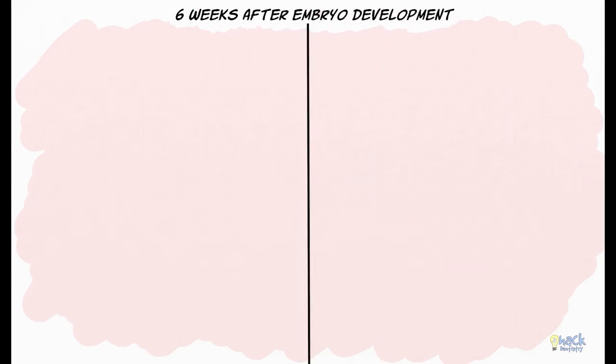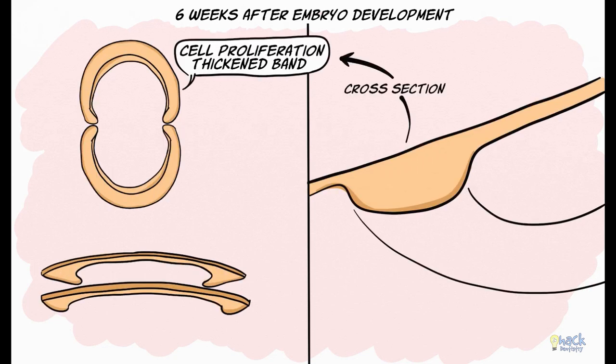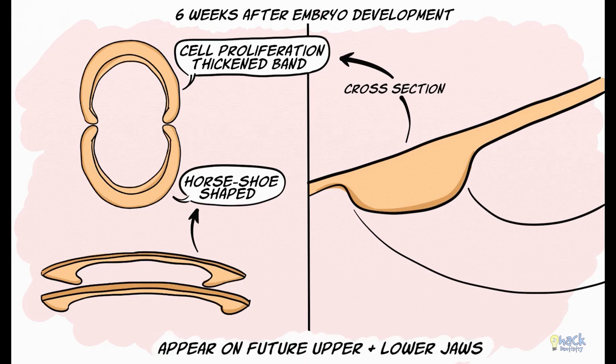So after about 6 weeks of development of the embryo, a proliferation of cells in the form of a thickened band appears in the presumptive or developing upper and lower jaws. The bands are horseshoe-shaped and correspond to the position of the future upper and lower jaws. This thick band of proliferation is called the primary epithelial band.